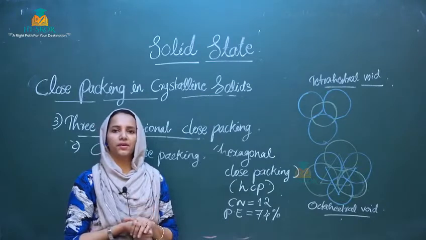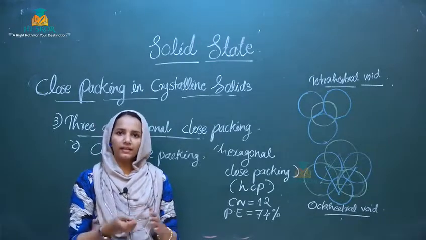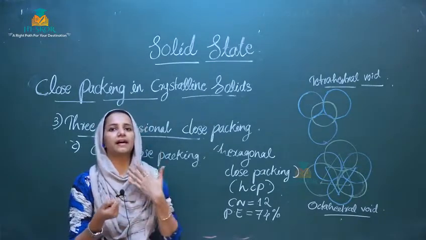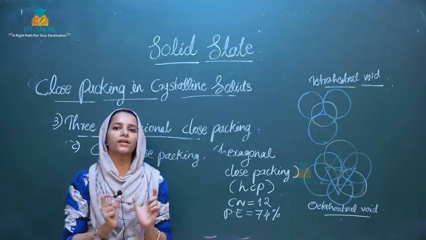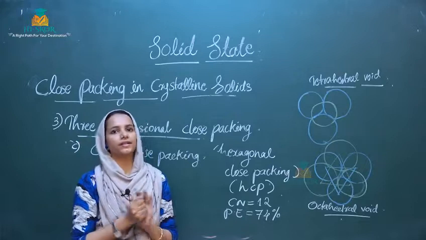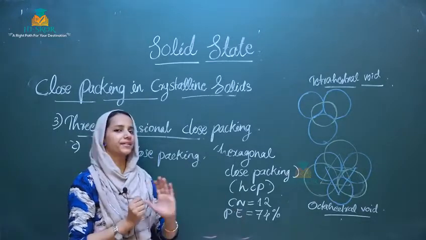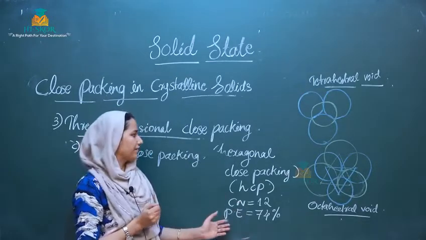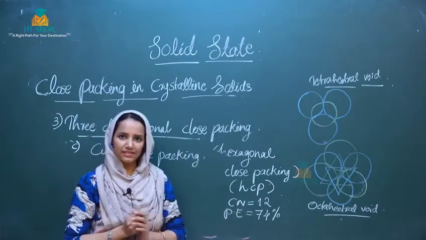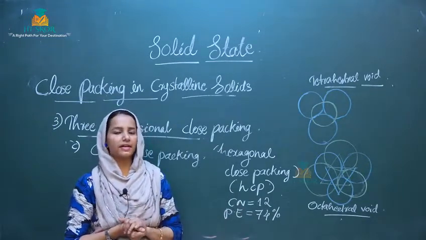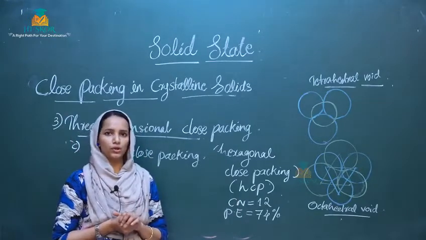And what about the coordination number here? While considering the 3D view, when you consider the central sphere, the number of neighboring spheres will be 12 here also. So, here also the coordination number is 12, and the packing efficiency will be the same as that of the earlier model, that is 74%, and it is known as cubic close packing.